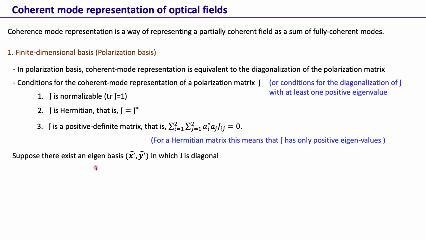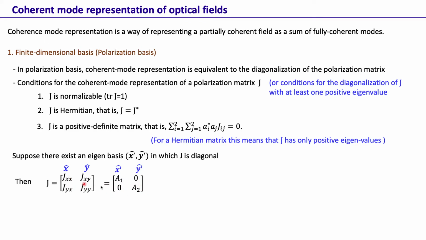Okay, so now suppose all these conditions are satisfied for a given matrix. We have a physical polarization matrix representing a physical partially coherent field. Now let's say there exists an eigenbasis X prime Y prime in which J is diagonal. Then this J, which is written in the XY basis as Jxx, Jxy, Jyx, Jyy, we can write in the X prime Y prime basis, in which we know it is diagonal, like this. Just the diagonal entries A1, A2, 0, 0.